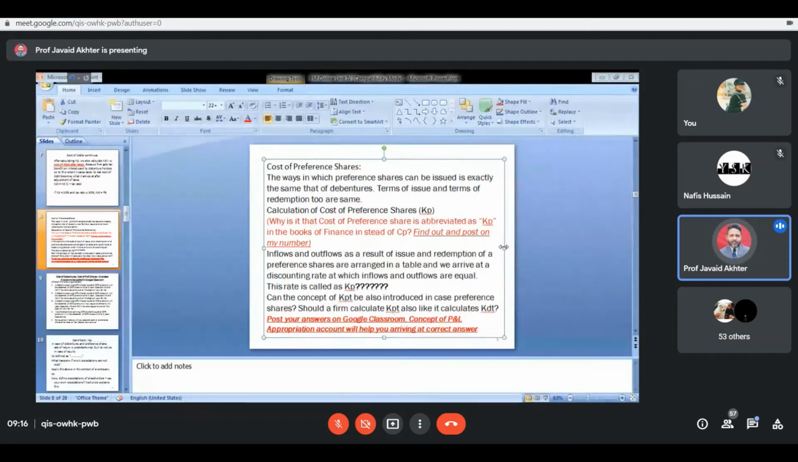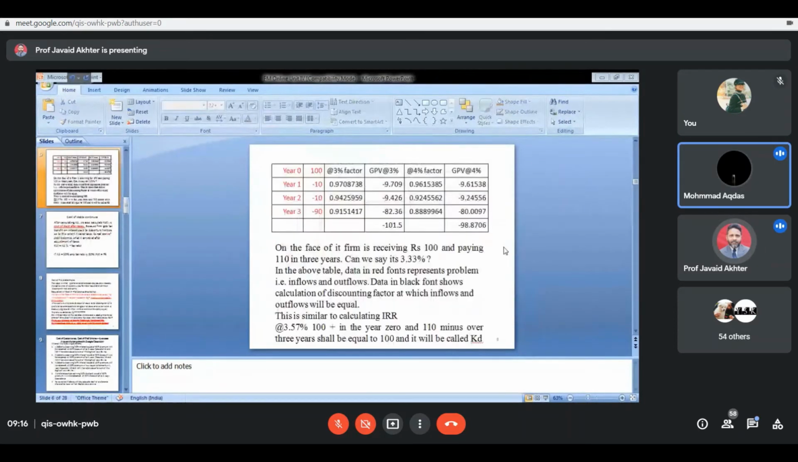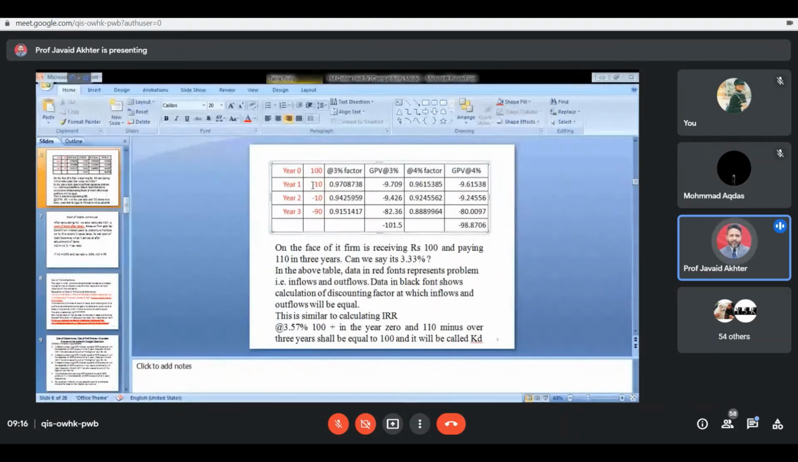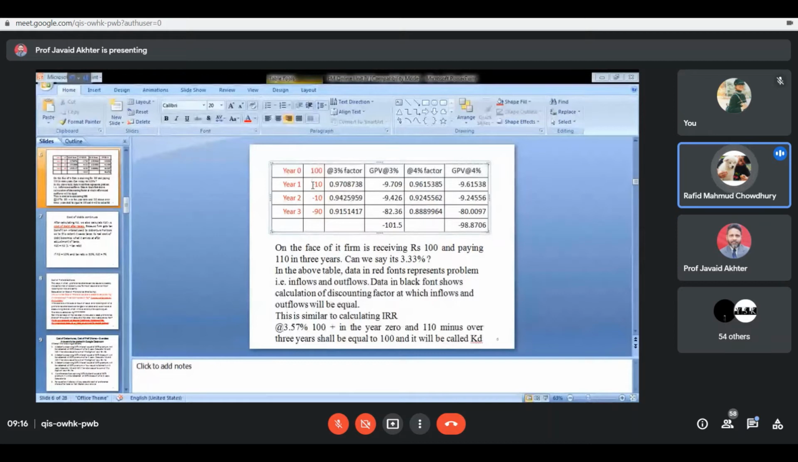Calculation would remain the same. Tell me yes or no. Change or same? Same. Why same? Because what is this amount? 10. What is this amount? Interest or dividend? The dividend. I am referring to the debentures.